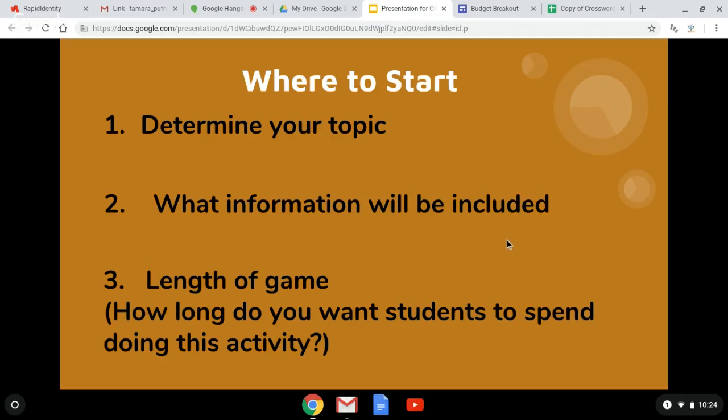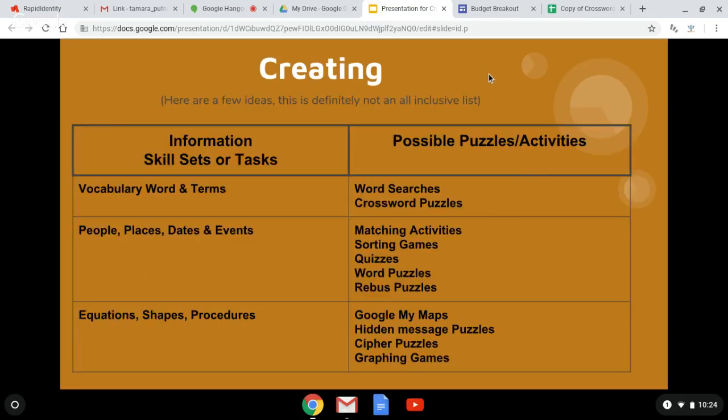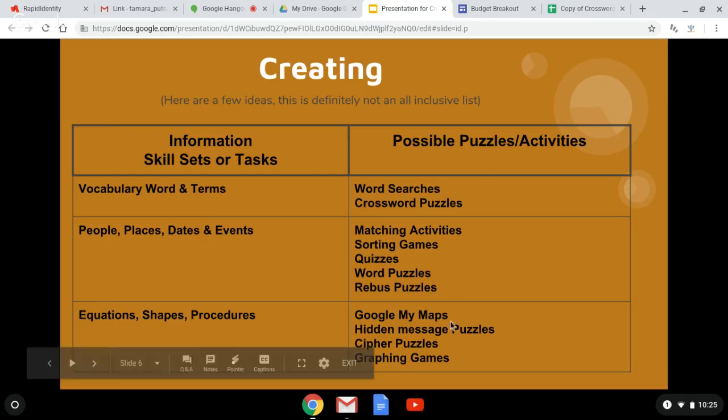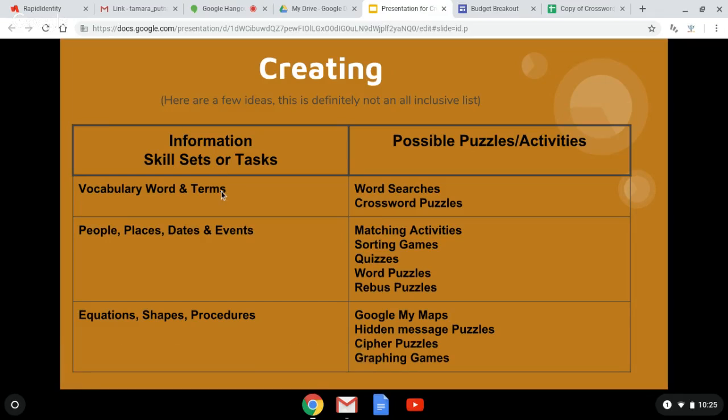Once you have what information you're going to use, you want to get started on creating your game. This is just some general ideas here. This is definitely not everything that you can do. I like, when using vocabulary words or defining terms, to do word searches or crossword puzzles. I find those work very well.